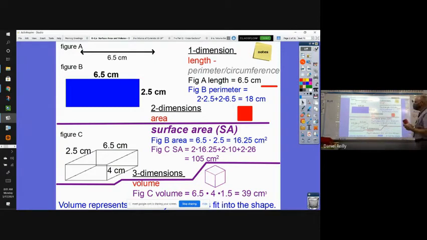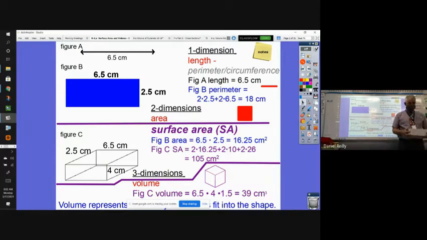Okay, so 3-dimensional figures have 2 measurements associated with them. The first one is if you just cover up all the outsides of the shape like you're wrapping a present, okay, that is called surface area. Okay, so the word area is a clue.